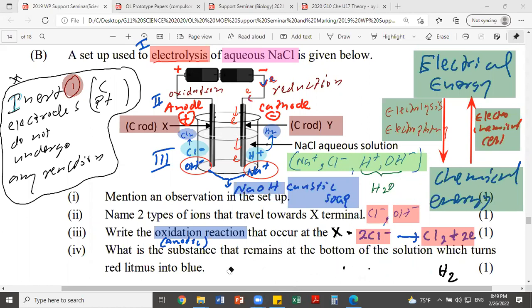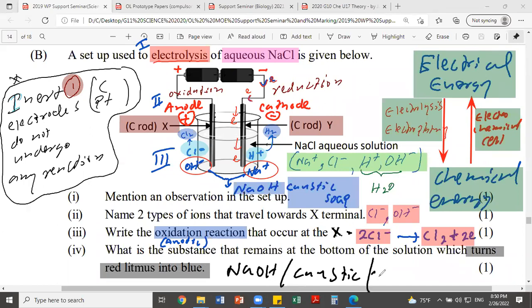What is the substance remaining at the bottom of the solution? The answer is the one which turns red litmus into blue. They have given a clue also. Who turns red litmus blue in the solution left? Sodium hydroxide or caustic soda. You can write sodium hydroxide or caustic soda, or even the chemical formula NaOH. Any questions?